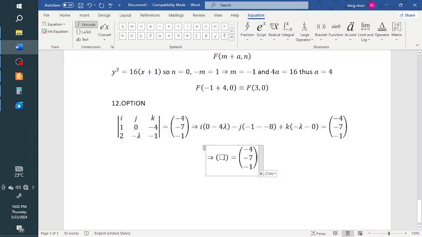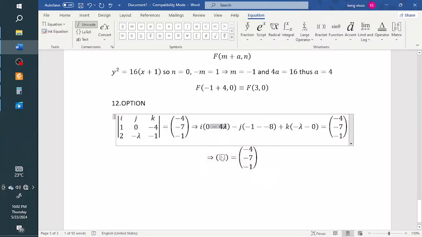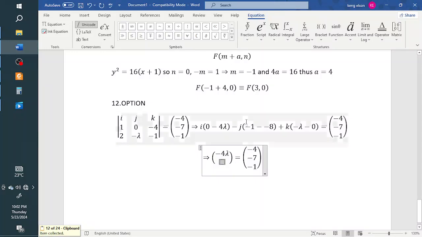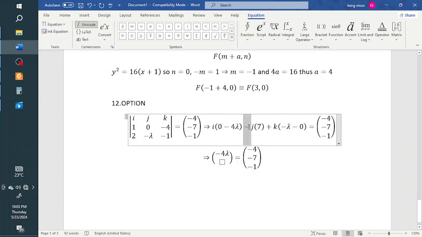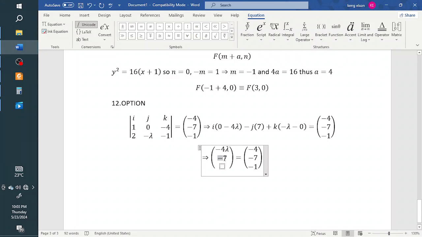So on my left hand side, the first term here is -4 lambda. All right, that's a correction, it's -4 lambda. The second term is actually +8. When we add, we have 7. When we multiply with negative, we have -7. You see there is consistency because -7 and -7 are the same.